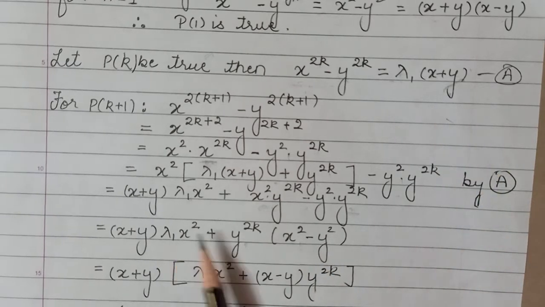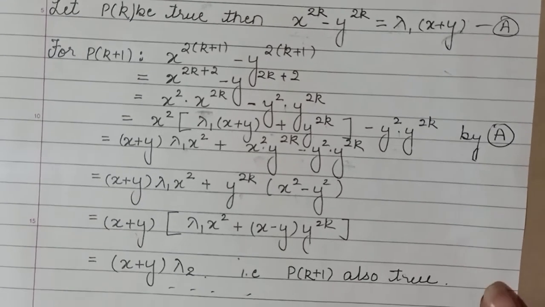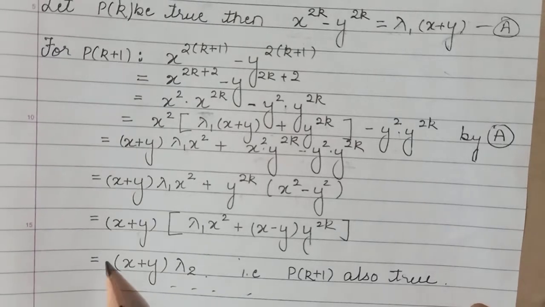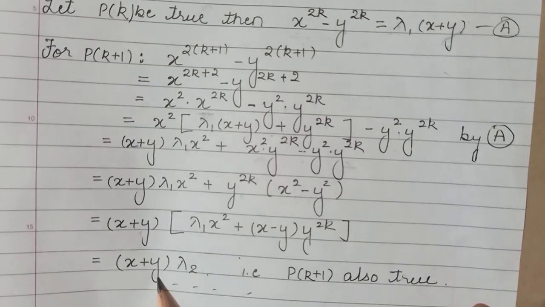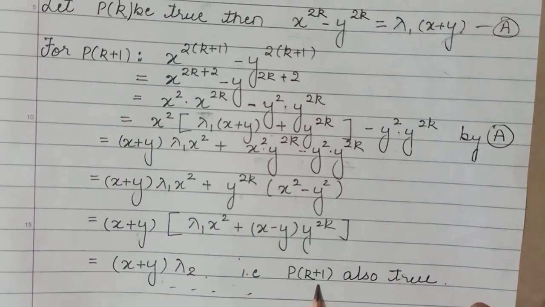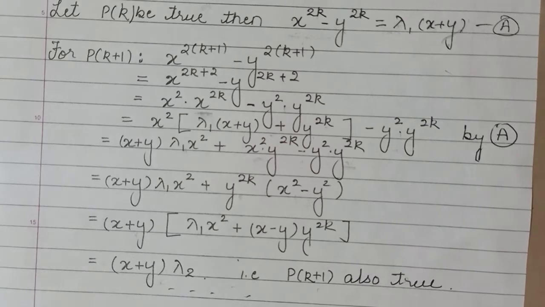So from all these terms, there were two terms here, x plus y comes common. So x plus y into something. So it is divisible by x plus y. If x plus y you have shown as its factor, the whole expression becomes divisible by x plus y. So P(k plus 1) is also shown true, so it will be true for all natural numbers by the principle of mathematical induction.